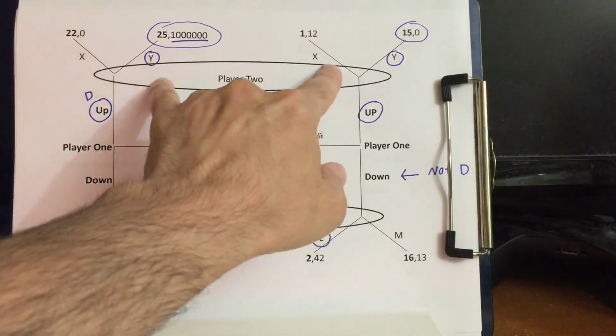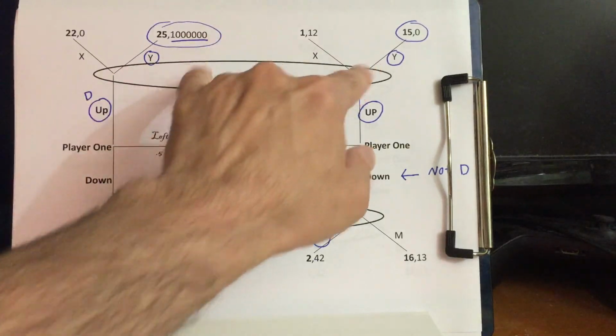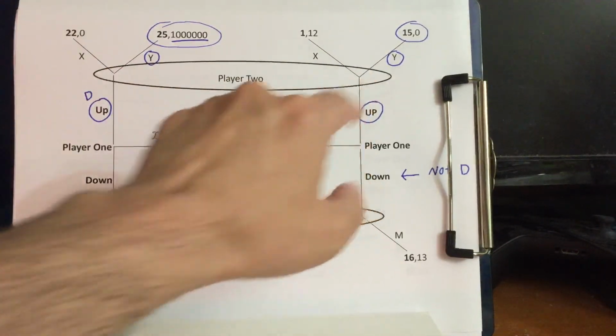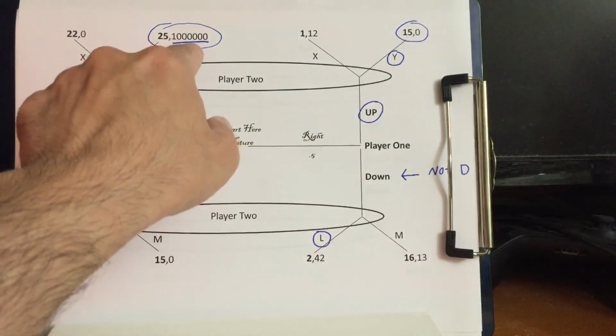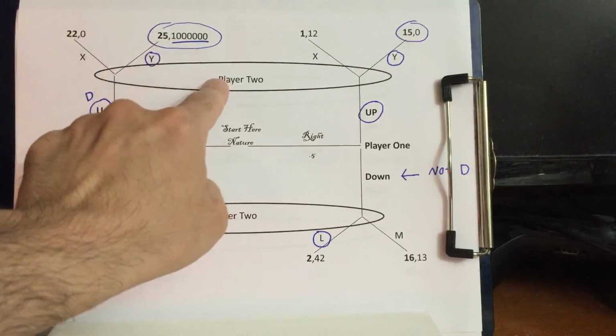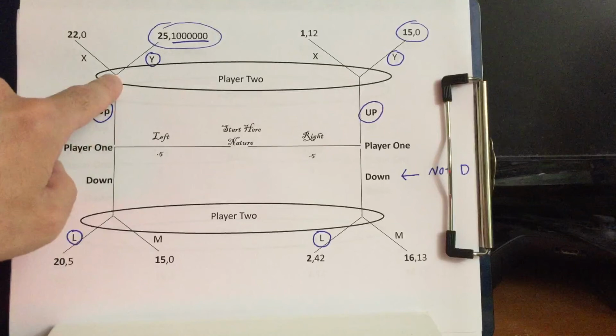What if both play up? We could work out the math, but clearly you're going to want y, right? If there's a 50% chance you're here and a 50% chance you're here, you're still going to want to play y because I made this number so absurdly big. So player 2, definitely going with y if up is played. We know that because player 1 as a lefty is going up.